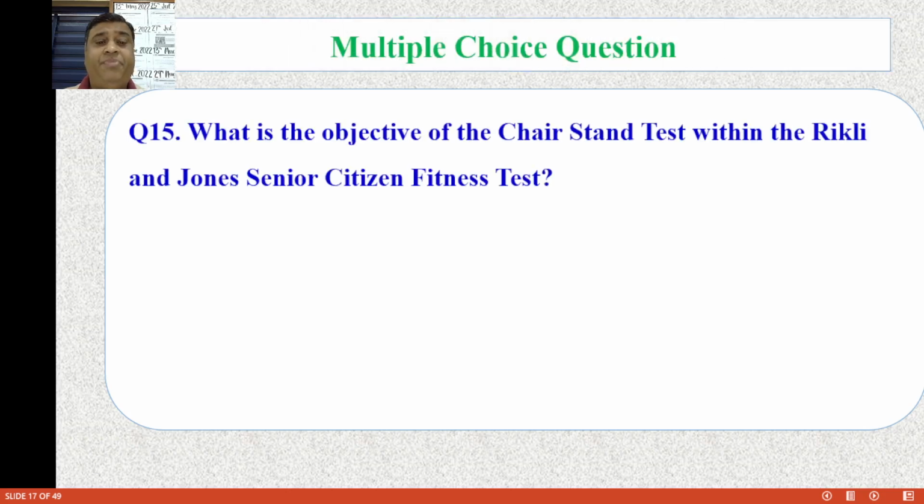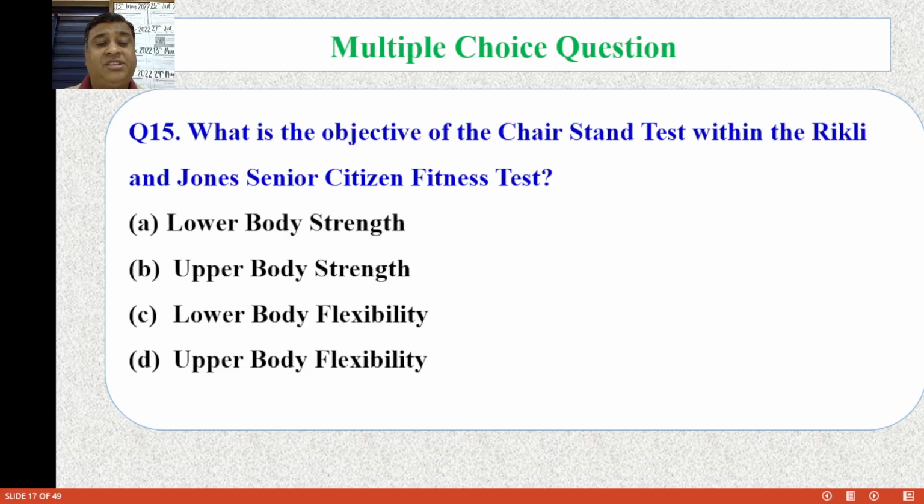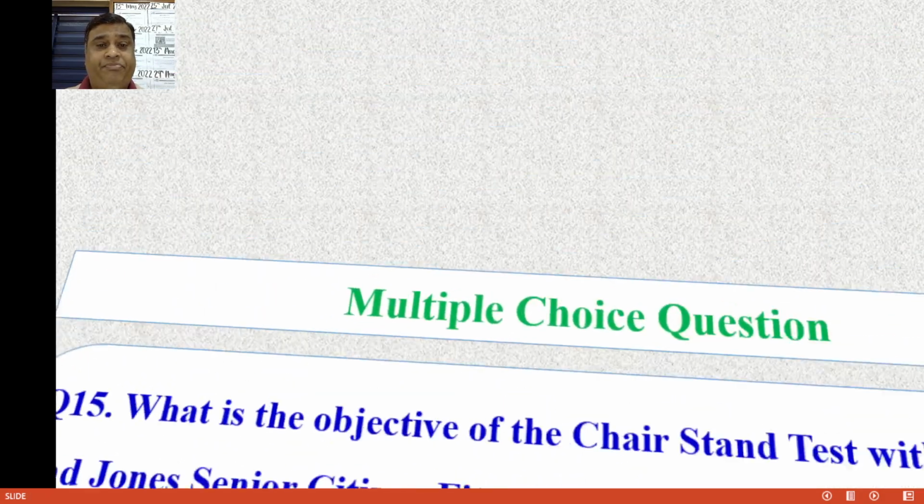Question number 15: What is the objective of the chair stand test within the Rikli and Jones senior citizen fitness test? Now option A, lower body strength. Option B, upper body strength. Option C, lower body flexibility. Option D, upper body flexibility. The correct answer is A, lower body strength.